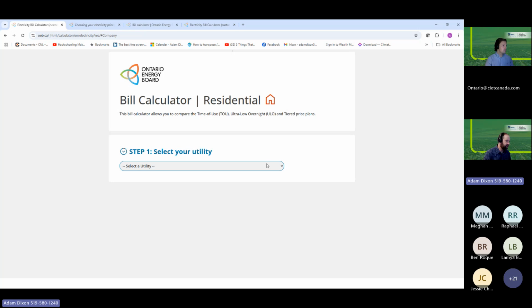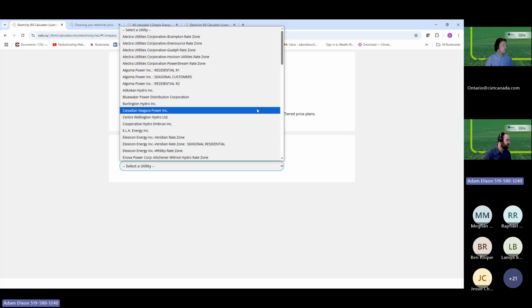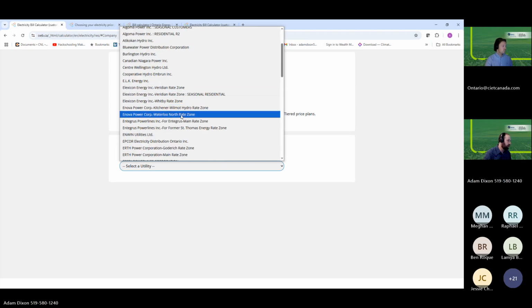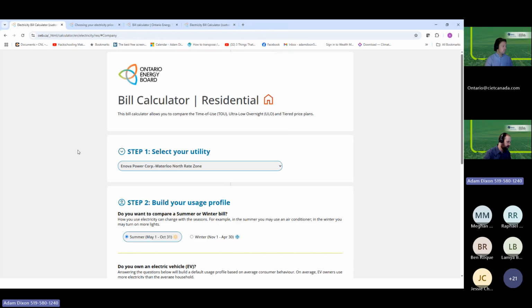So we can select our utility. There should be every utility in Ontario here. But again, they're going to be relatively similar. Mine is Innova Power, formerly Waterloo North Hydro. That's just where I'm located in Waterloo. I'm going to step 2 here.